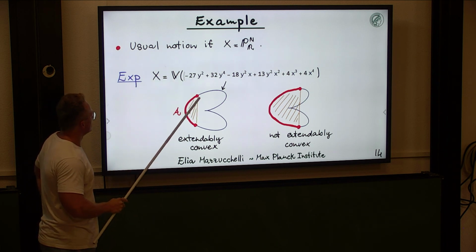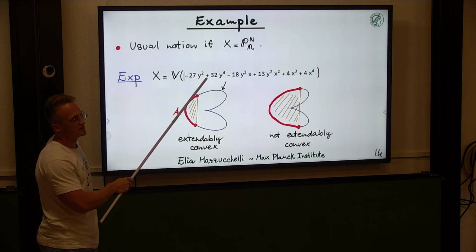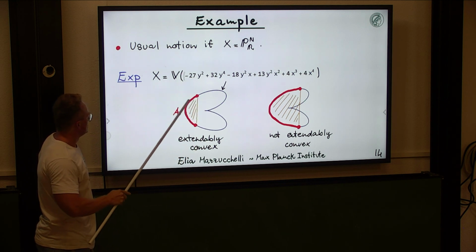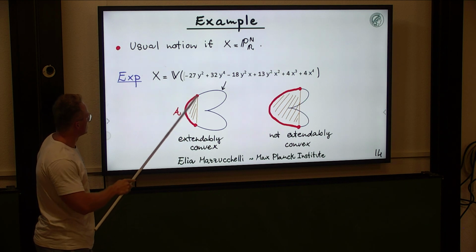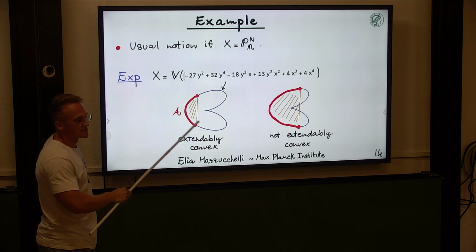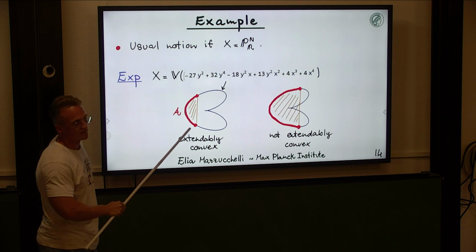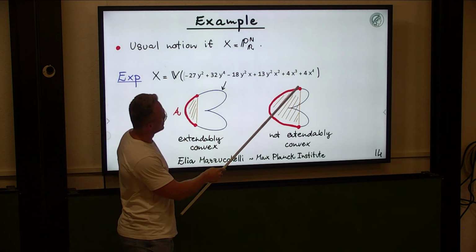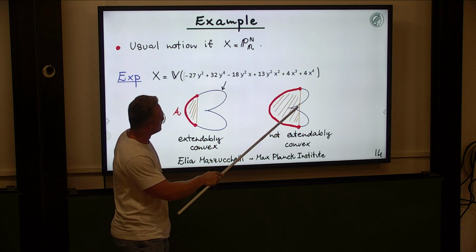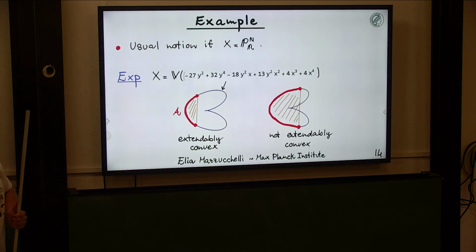So X is given by the vanishing locus of this polynomial of degree 4, which I already fixed in some affine chart. So it's this curve here. In the first case I take the semi-algebraic set given by this red part. This is extendably convex because if I take its convex hull in this affine chart and intersect it back with my curve, it's equal to itself. But this is not true anymore if I take, for example, my semi-algebraic set to be this part here, because the actual convex hull will intersect in more than my semi-algebraic set. This was just one example.